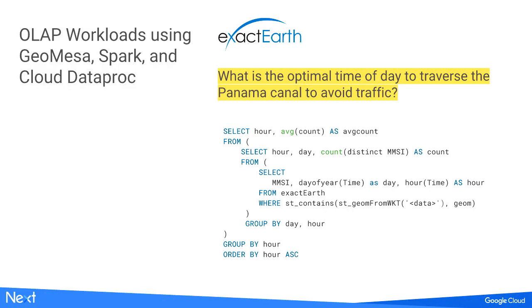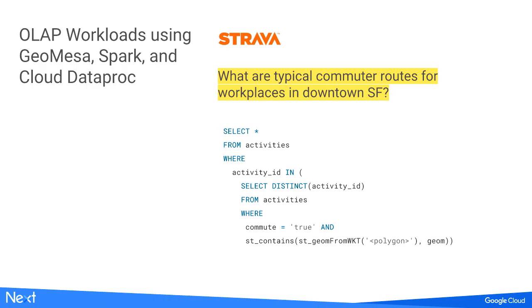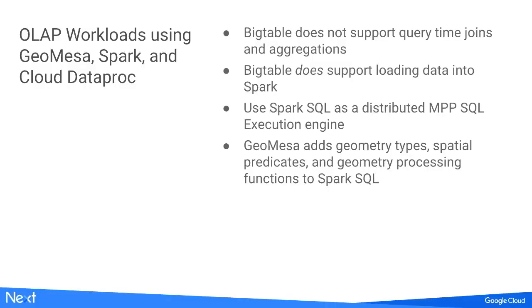What about analytical workloads? So we heard that there's no query time joins in Bigtable, but you still want to answer questions like in the exact Earth use case, what is the optimal time of day to traverse the Panama Canal? It takes, I think, on the order of 7 to 8 hours to traverse the Panama Canal. So picking the right time can be a big cost savings. So that's a kind of analytical query that you might ask of exact Earth's data. An analytical query you might ask of Strava's data is, what are the typical commuter routes for workplaces in downtown San Francisco? These are joins and aggregations that Bigtable just doesn't provide at query time.